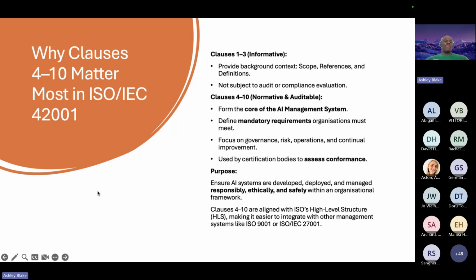So why do clauses 4 to 10 matter? As mentioned, clauses 1 to 3 are informative, so they're giving you the scope and the background of the framework and what you need to follow, and they're not subjected to any audit or compliance evaluation. So clauses 4 to 10 matter because they form the core of the aims, which is the AI management system, and they define the mandatory requirements organizations must meet when they follow the system. They focus on governance, risk, operations, and continued improvement. And they can be audited by certified bodies to make sure that you're following the system correctly.